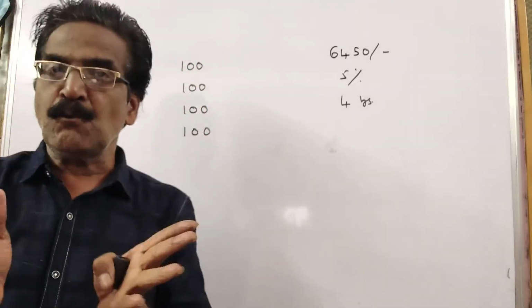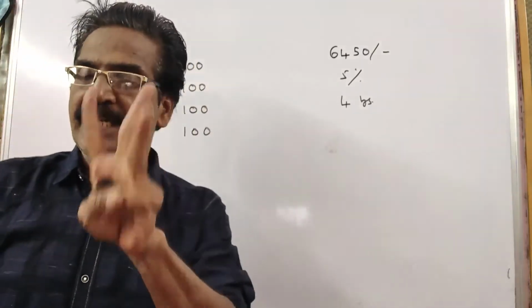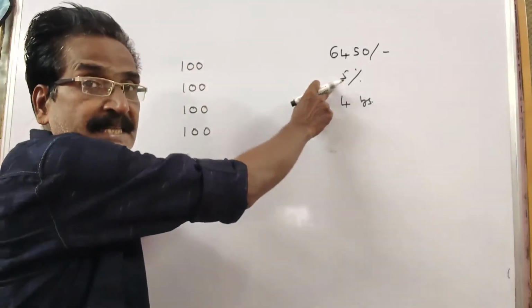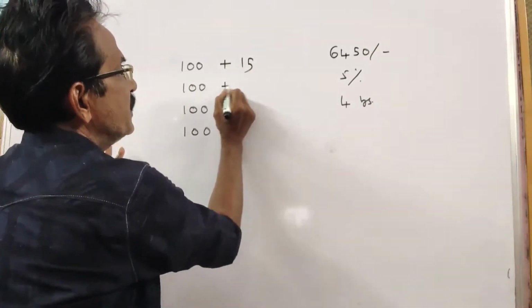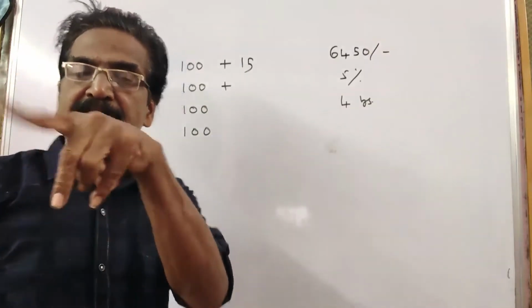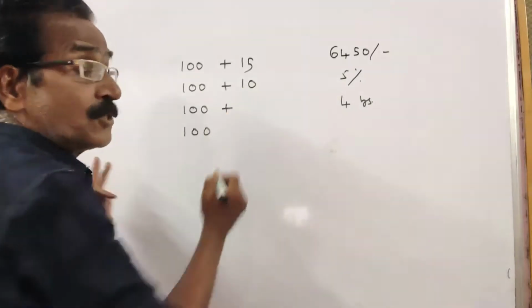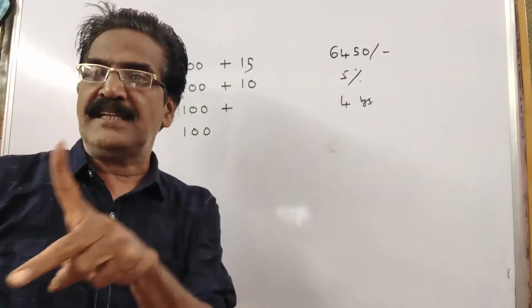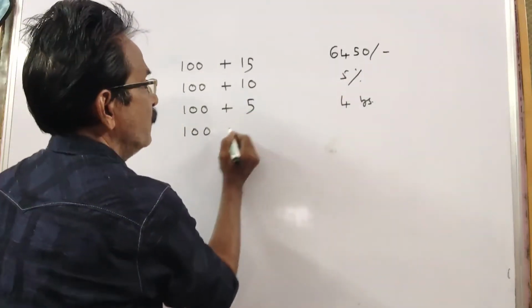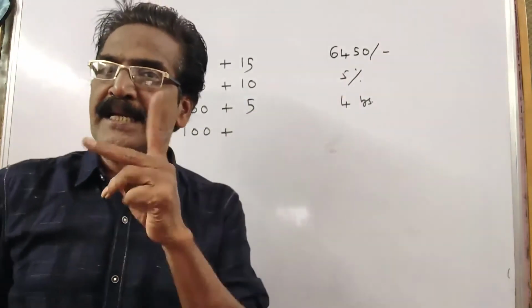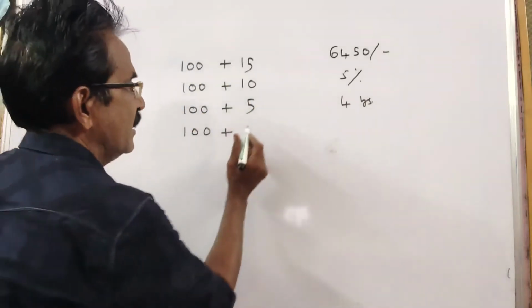So the installment you pay at the end of the first year will fetch interest for 3 years. So per annum the interest is 5 rupees. For 3 years, 3 5s 15. The installment you pay at the end of the second year will fetch interest for 2 years, that is 2 5s 10. The installment you pay at the end of the third year will fetch interest for only 1 year, 1 into 5, 5, and the final installment at the end of 4 years will fetch no interest, that is 0.